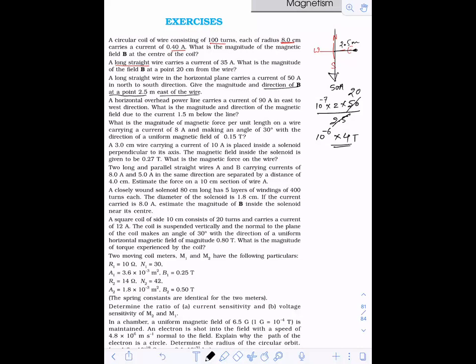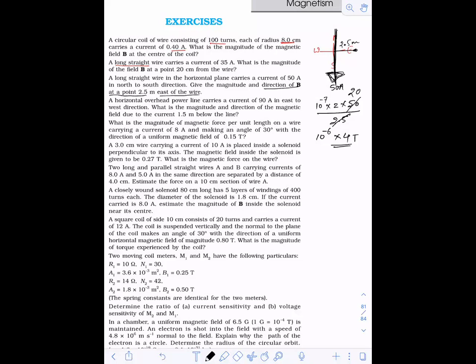use your right hand thumb rule. You just hold this wire which is coming from north to south, such that your thumb should point in the direction from north to south.